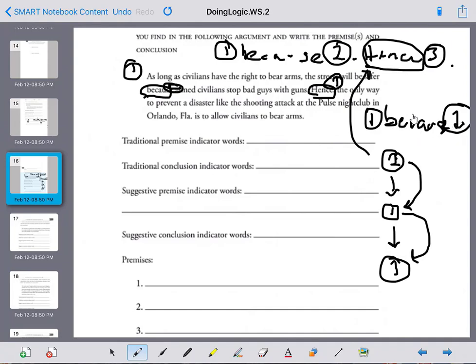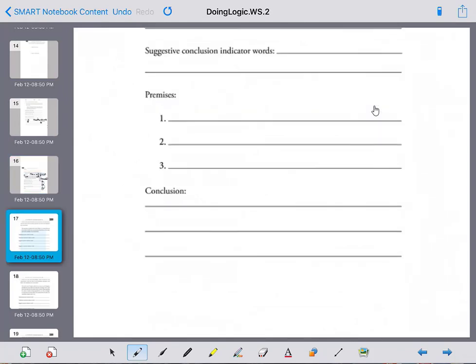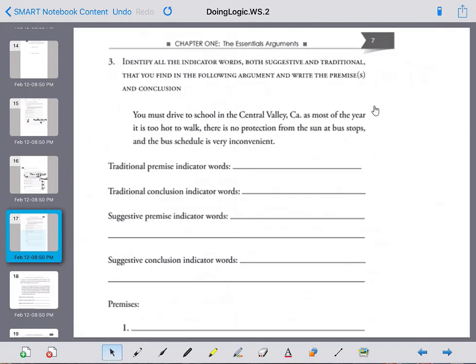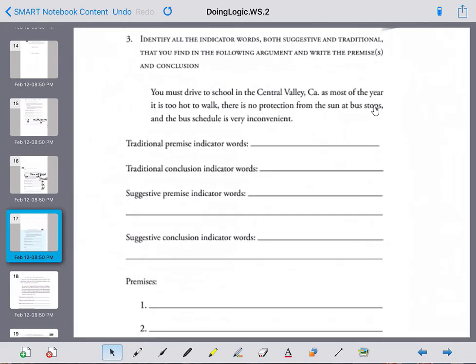I see the word "as," which tells me "as" is a premise indicator word. That I know for sure. What else do I see? I see the word "and," which means, really knowing that, I'm going to go ahead and number the statements.